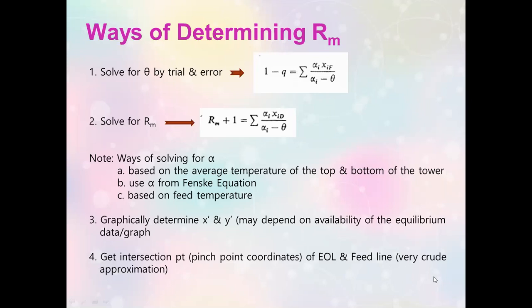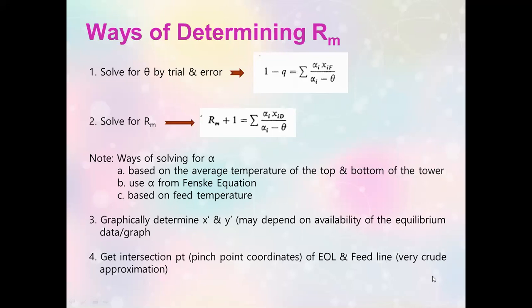But I think the easiest way of finding the number of stages in this case is the use of the Fenske equation, which is already part of sample problem number one, the only sample problem that is going with this set of slides. There you can find the procedure in finding the minimum number of stages using Fenske's equation. If that is the case, then you can already find your theoretical number of stages.